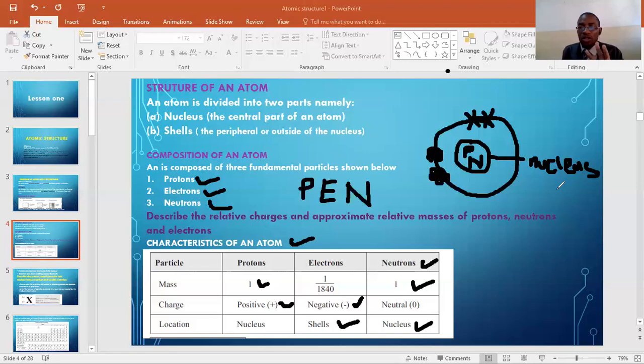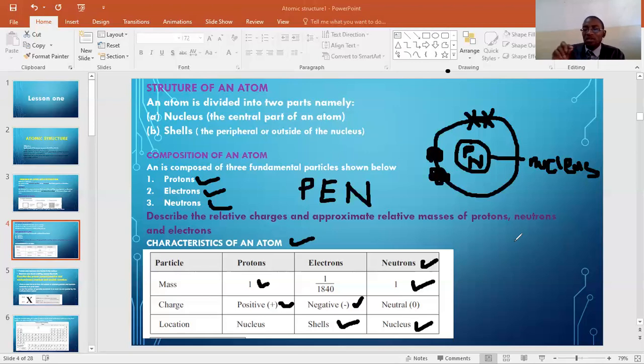So those are the 3 fundamental particles: protons, electrons, neutrons. Protons and neutrons are found in the nucleus. Then we see electrons moving around in the shells. I hope that is very clear and very basic. So allow me to talk about the mass of an atom. The mass of an atom is found at the central part.